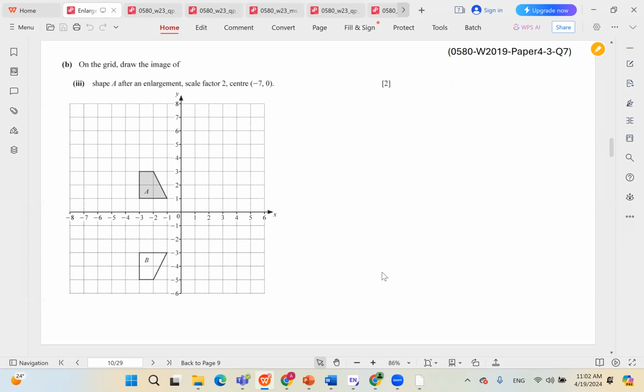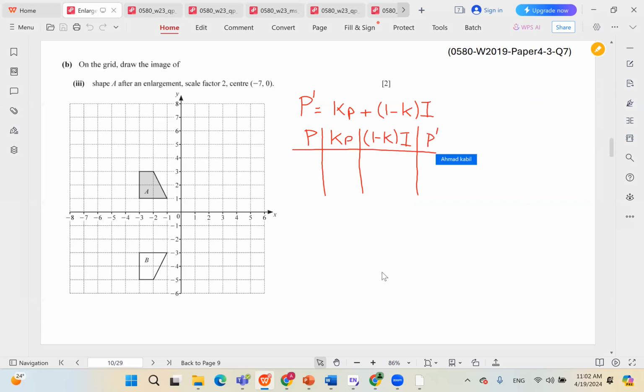Again, we have shape A and we want to enlarge it. So our equation is P dash equals KP plus 1 minus K times I. Let's create our table. So we have P, we have KP, we have 1 minus K times I, and finally, we have P dash. We can extend the table a little bit just to get more space to write. Seeing that here we have 4 points, not 3, we have 4 corners here, so we can just use all 4 points.